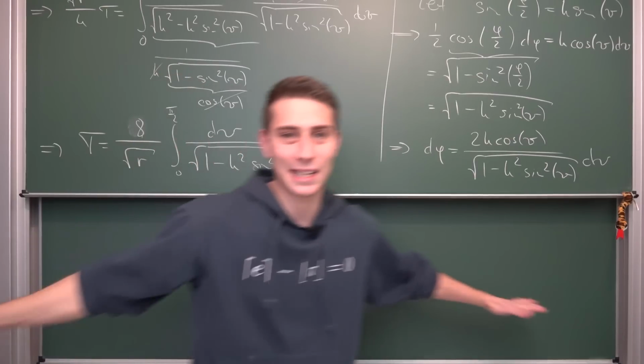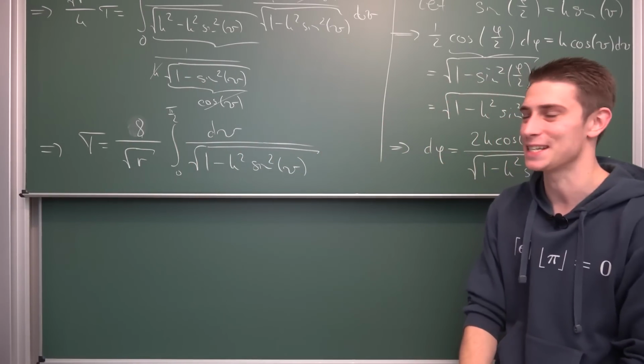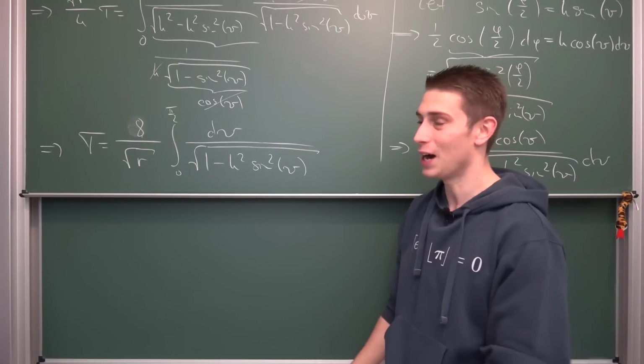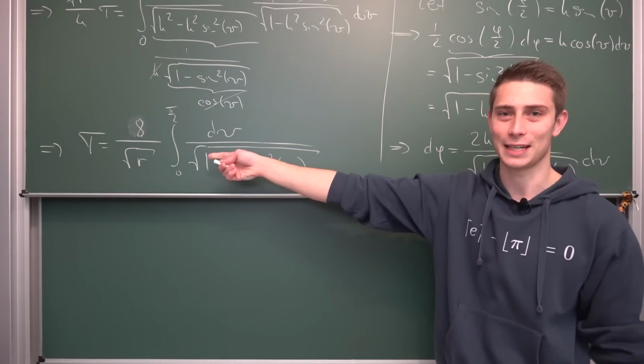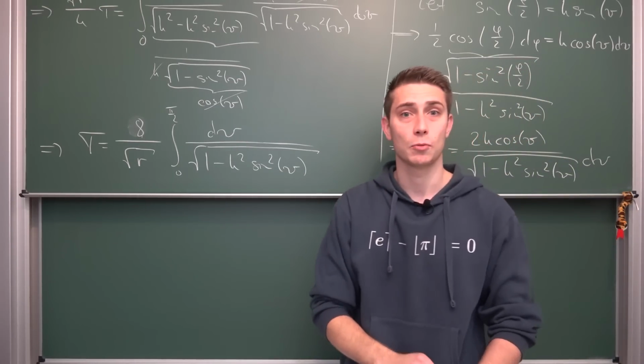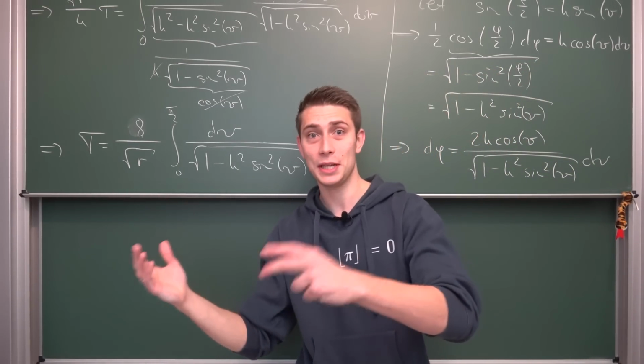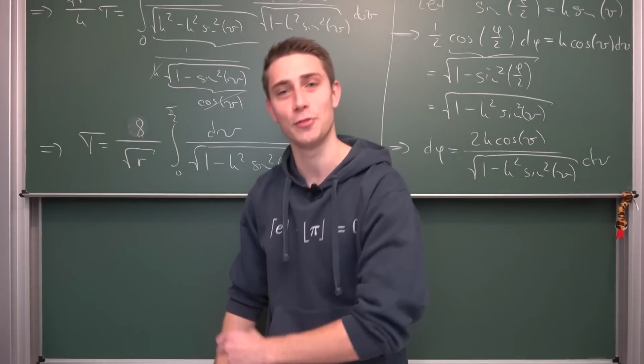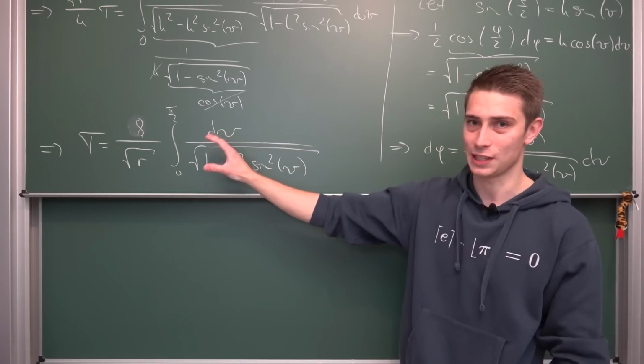And now we are done. Solution to our differential equation. Doesn't seem like we are done, right? Because we still have this thing right here. But this thing is what you call in higher mathematics the complete elliptic integral of the first kind. And this is what it is.